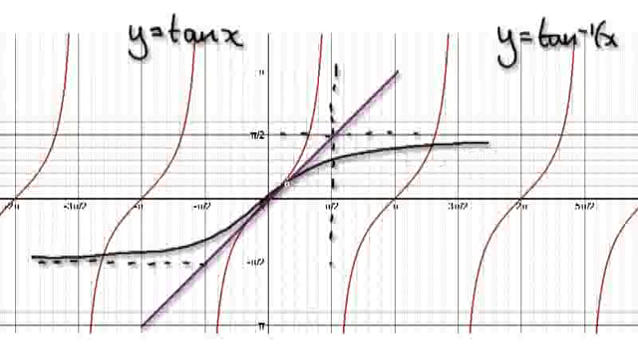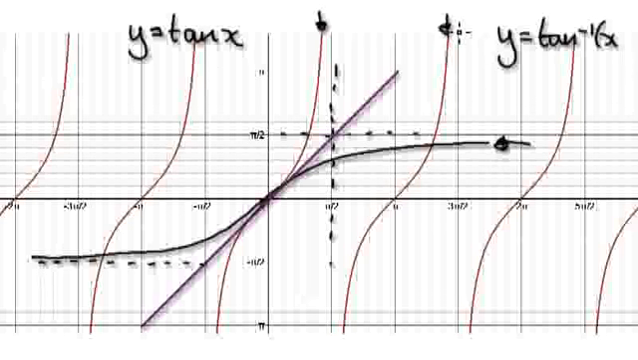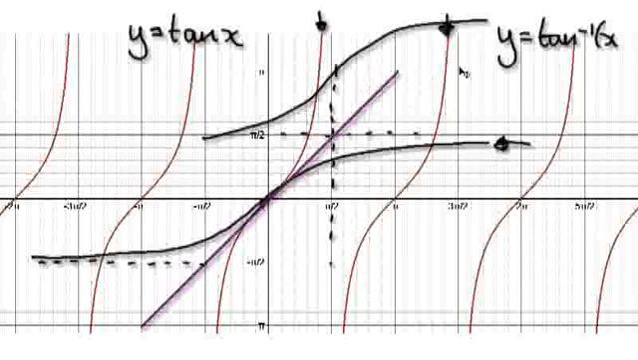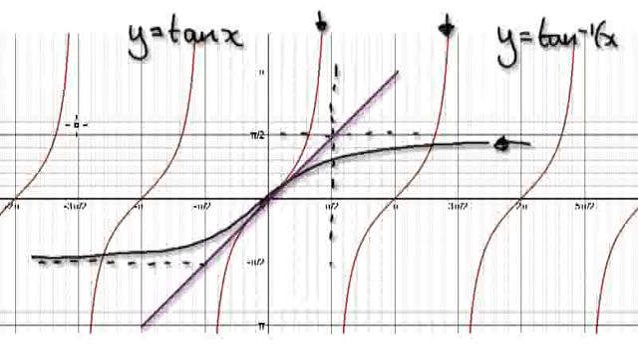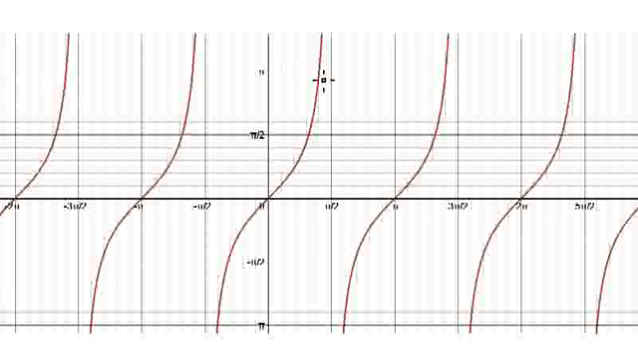So this strand here will get reflected and it will look like this. But don't forget you also have this strand here. When you reflect it, you're going to have another line somewhere up here as well. Anyway, start out with your tan of x here, and then you reflect it.